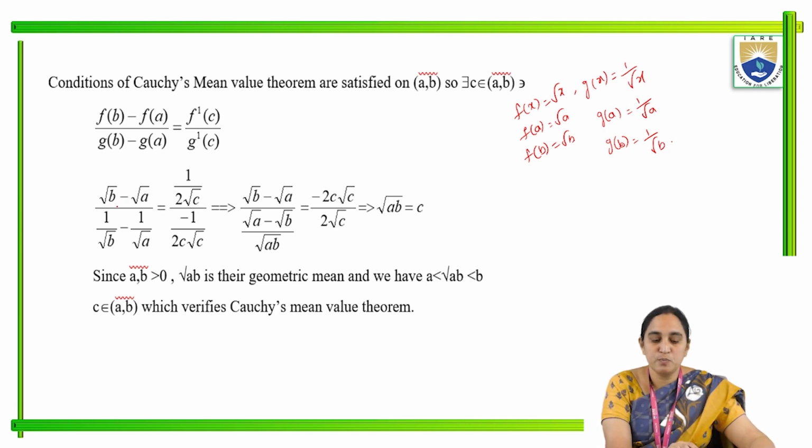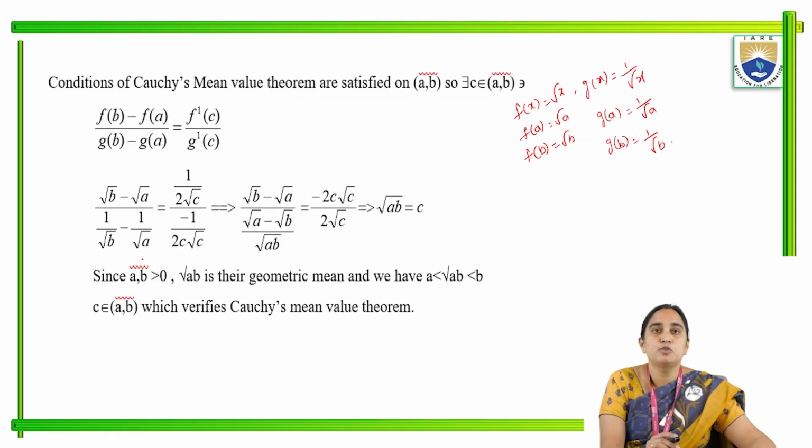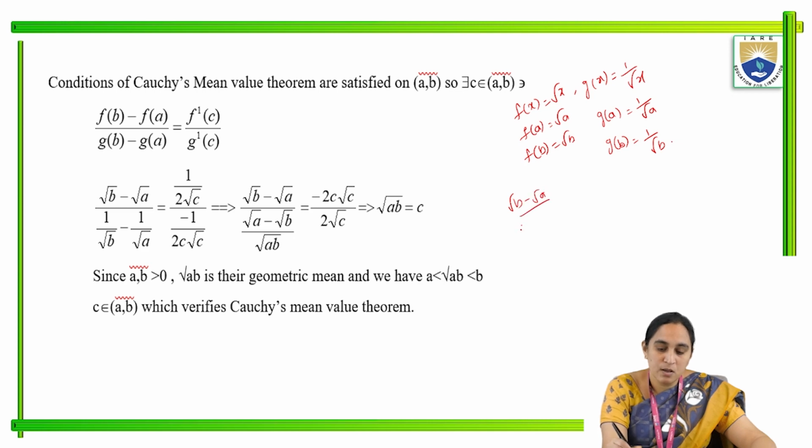That is, f of b minus f of a is root b minus root a, by g of b minus g of a, which is 1 by root b minus 1 by root a, is equal to what about the RHS side? f dash of c by g dash of c. What about f dash of c? That is 1 by 2 root c, by minus 1 by 2, g dash of c is minus 1 by 2 c root c. Okay, from that root b minus root a by root a, okay, here I am taking the LCM. Once observe this, root b minus root a by 1 by root b minus 1 by root a.